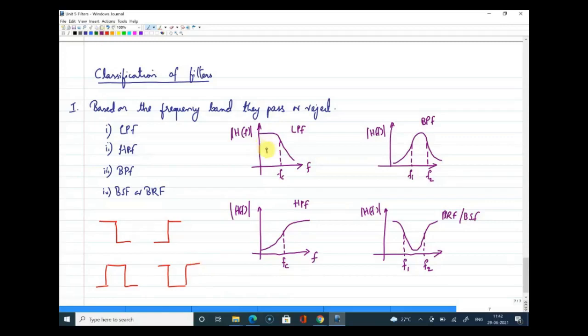Now, one thing I'll mark here. This is the pass band and this is the stop band. Similarly, this is the pass band here. Wherever the signals are passed, we call it the pass band. The other band is the stop band.